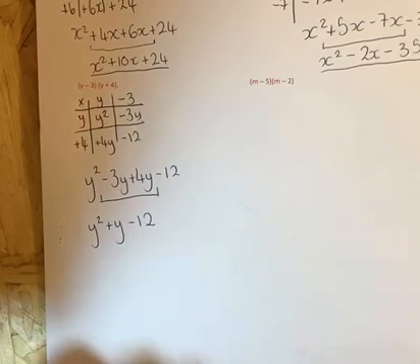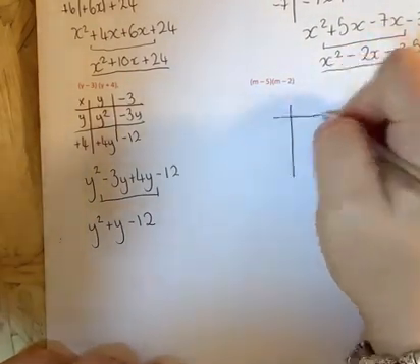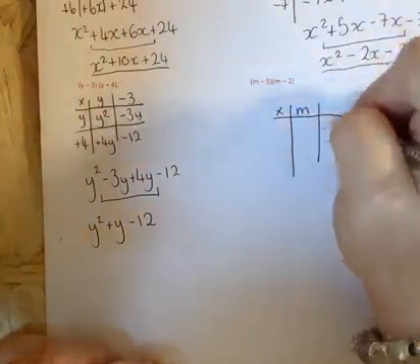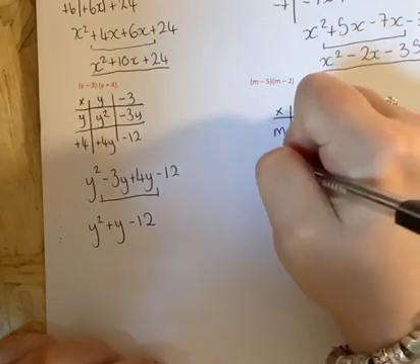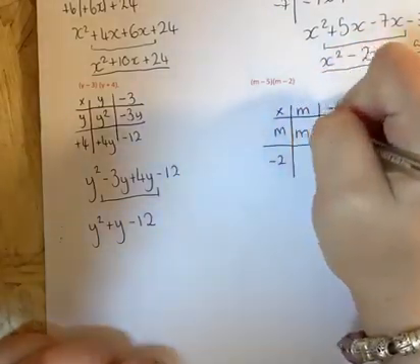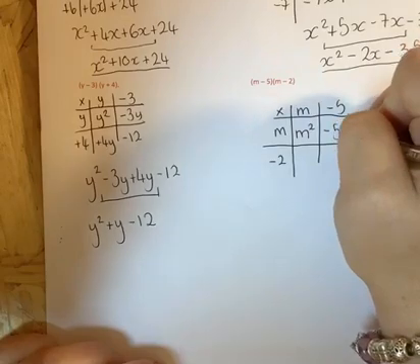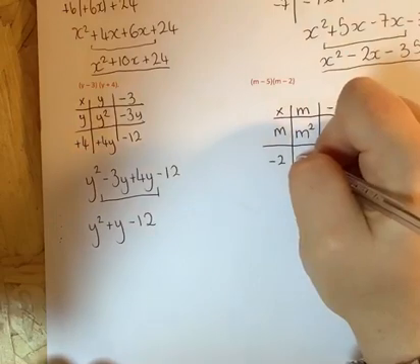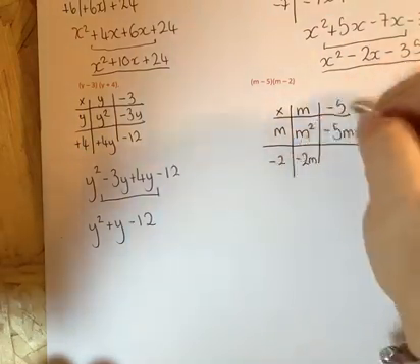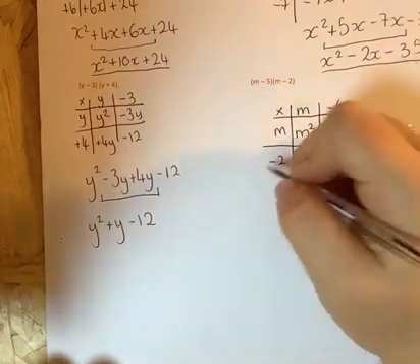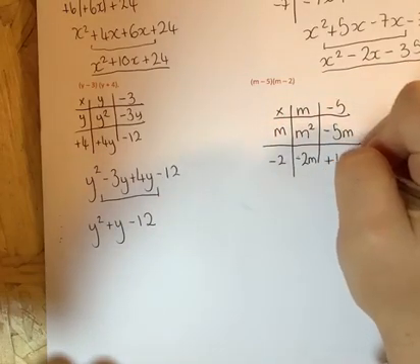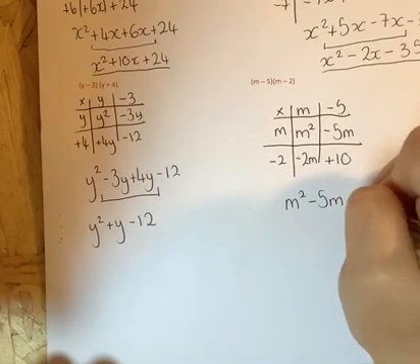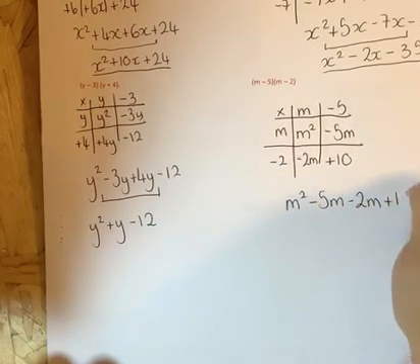And then our final one, okay, it's an m. I'm going to put it into our grid. So we've got m, take away 5, m, take away 2. So m squared, negative 5m. I don't like using the word minus. M multiplied by negative 2, negative 2m. And then negative 2 multiplied by negative 5, and negative times negative is positive, so we've got positive 10. So if we write them down, we've got m squared, take away 5m, take away 2m, add 10.